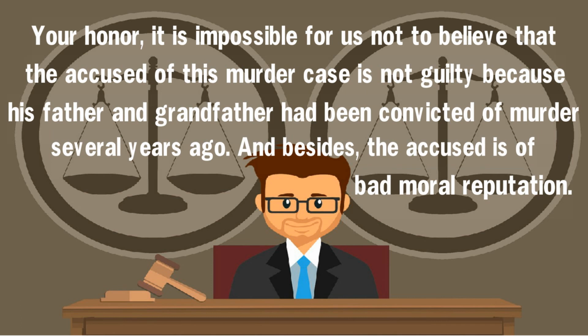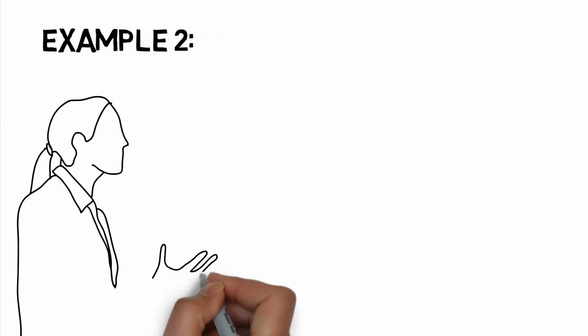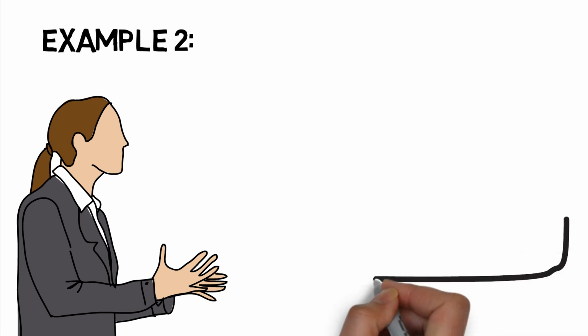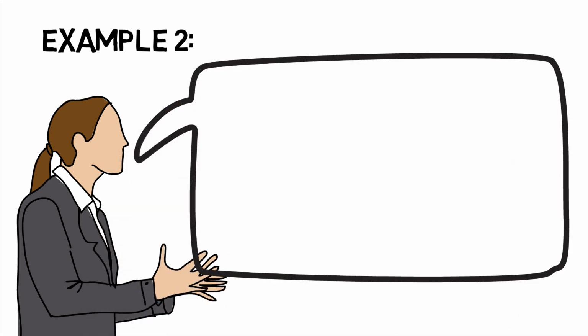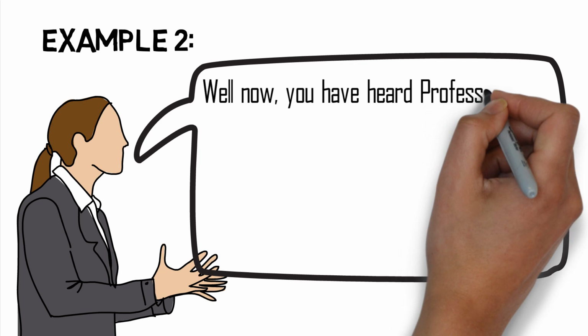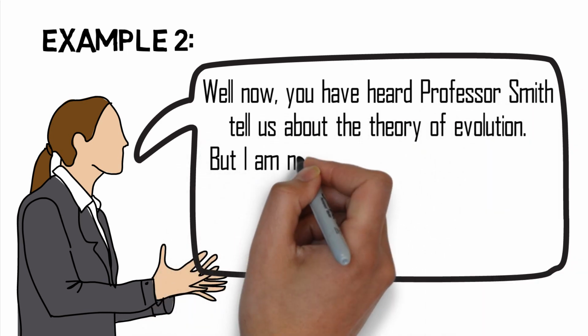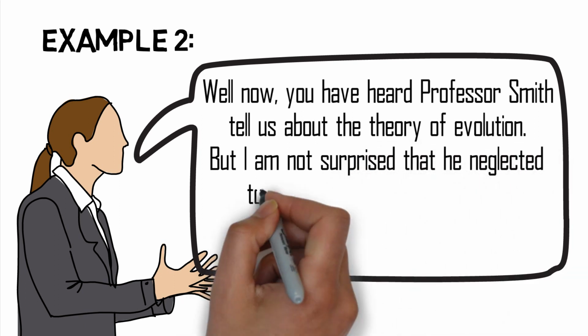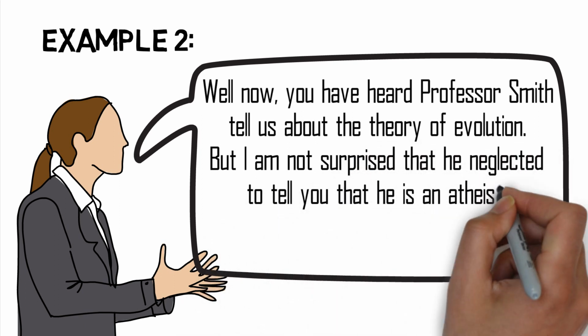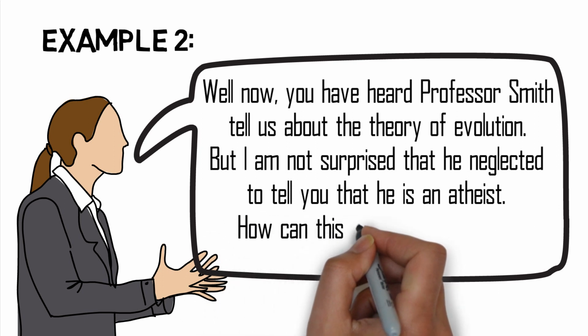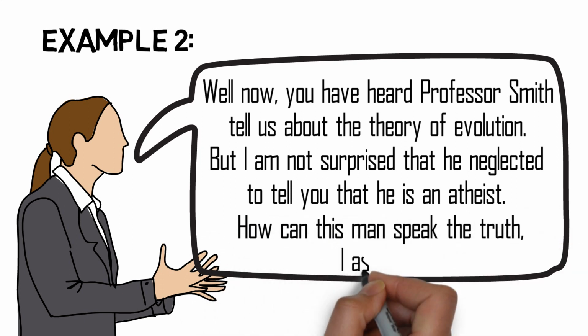The following examples may help further illustrate the fallacy of argument against the person, or ad hominem. Well, now, you have heard Professor Smith tell us about the theory of evolution. But I am not surprised that he neglected to tell you that he is an atheist. How can this man speak the truth? I ask you.